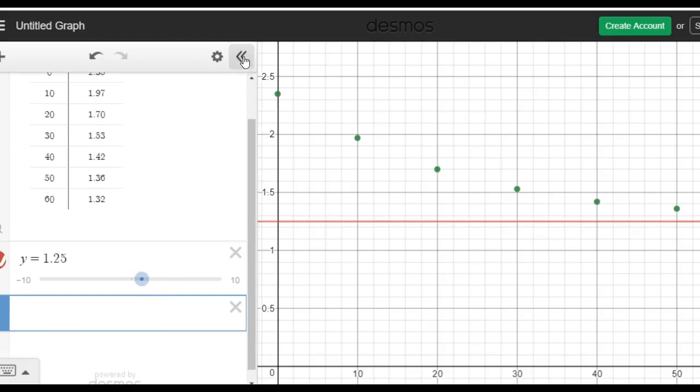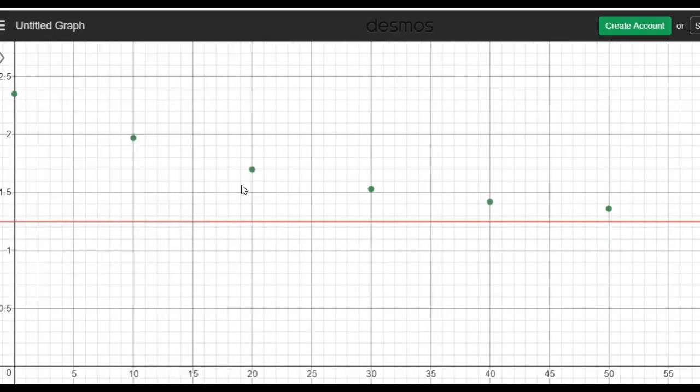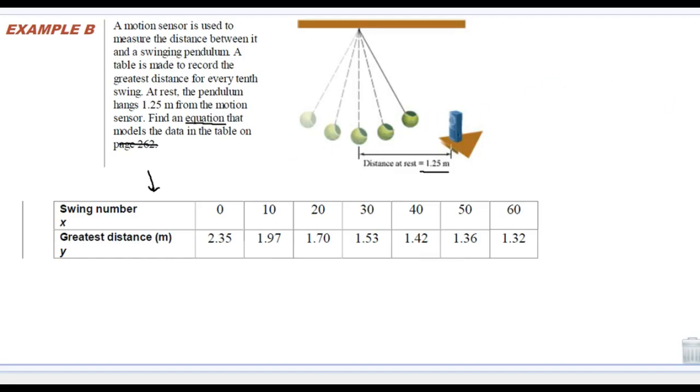Okay, so if we look back at our line here, you probably can tell that this thing is getting closer and closer to this line, and it's never going to go below because the closest that pendulum can get to the motion sensor after it stopped moving is this 1.25. Alright, so this is a shifted geometric sequence. So we're just going to write that shifted geometric, meaning we have to do some sort of exponential function plus or minus a number.